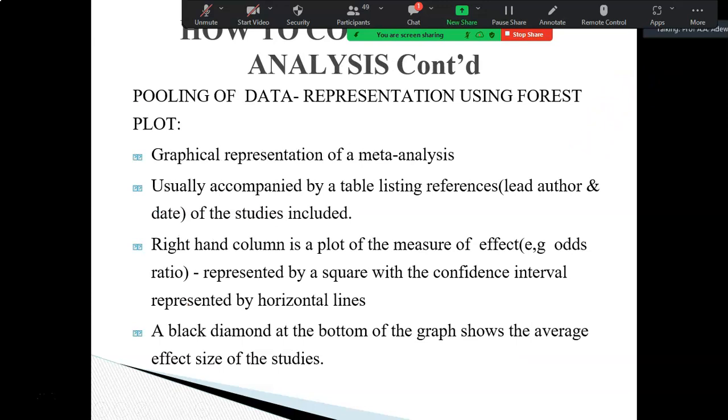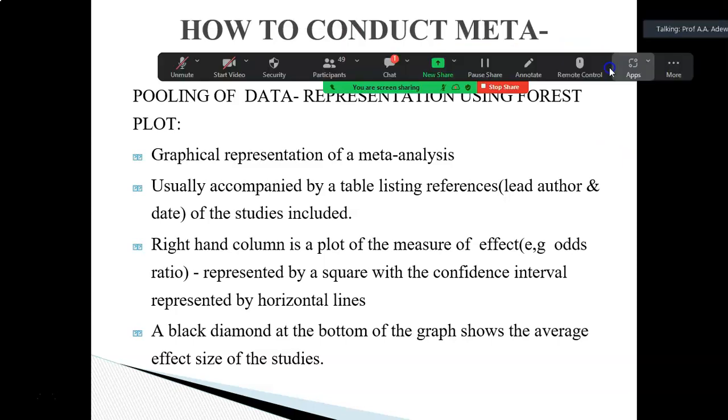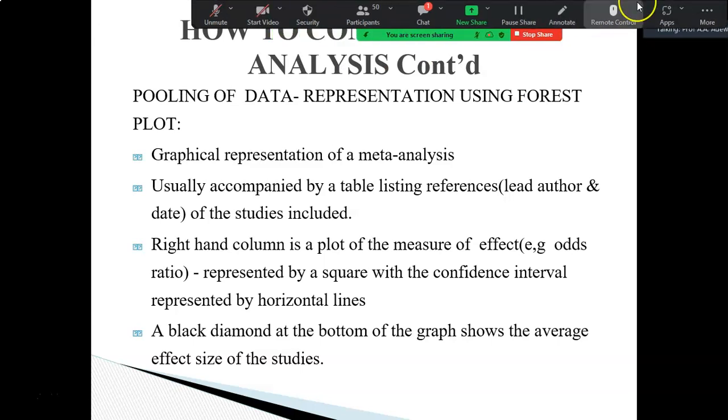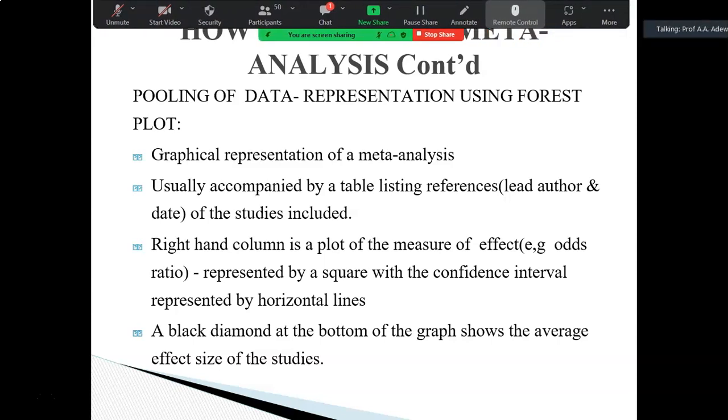And pooling of data now using a forest plot. So we now graphically represent meta-analysis in what we call a forest plot. This is usually accompanied by a table listing references, lead author, and date of the studies included. The right-hand column is the plot of the measure of effect, which I'm going to show in the next slide, where we find the odds ratio represented by a square with confidence interval represented by horizontal lines. And there's a black diamond at the bottom of the graph that shows the average effect size of the total studies combined. Next slide.